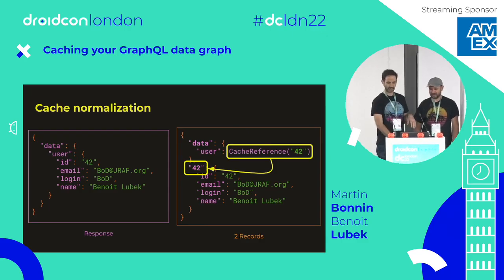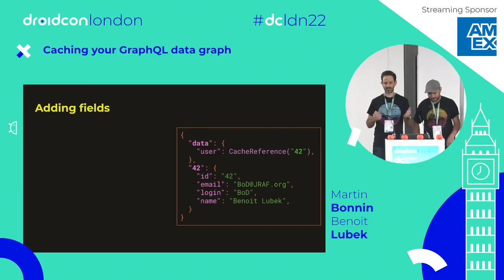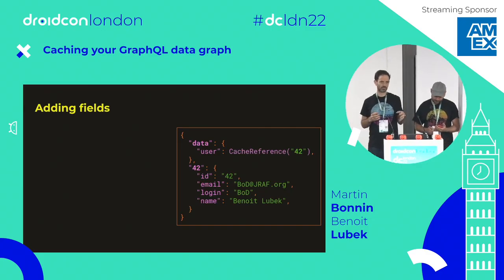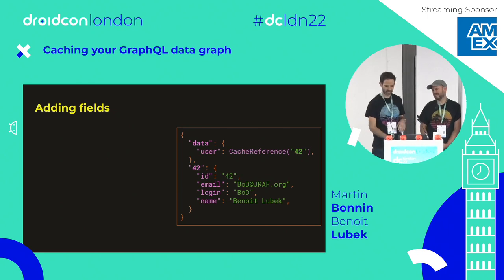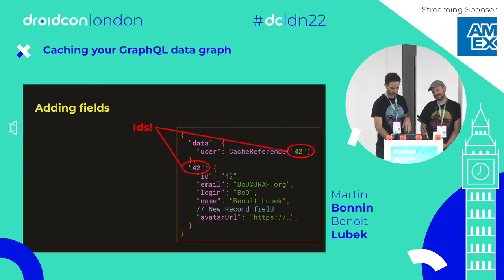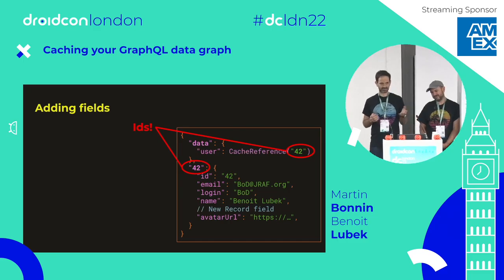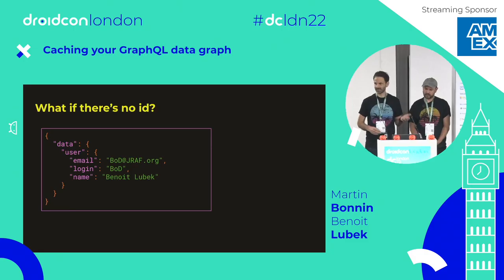The nice thing with this is when we want to add fields, it's as easy as merging two maps. So we don't have to do deep copies or modify multiple tables in a SQL-like database. We just add a property, and because everything is really flat, it's really easy to do. This all works because everything has an ID, but that's a valid question: what if there's no ID?